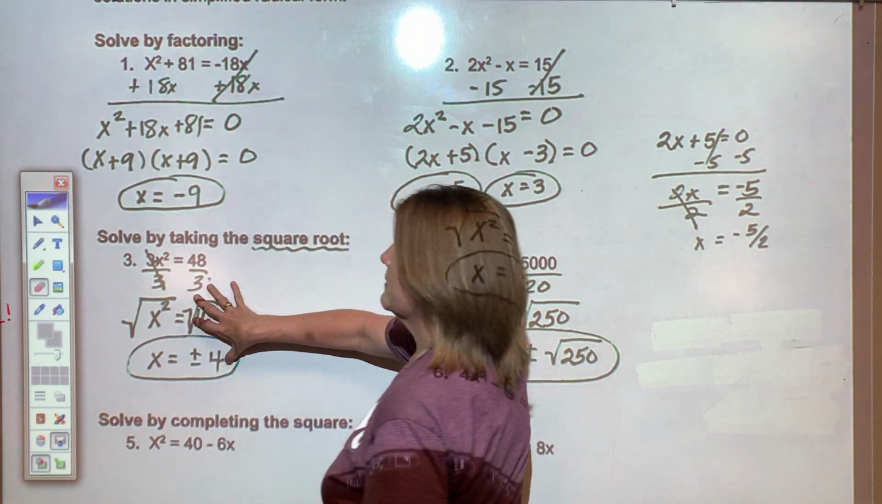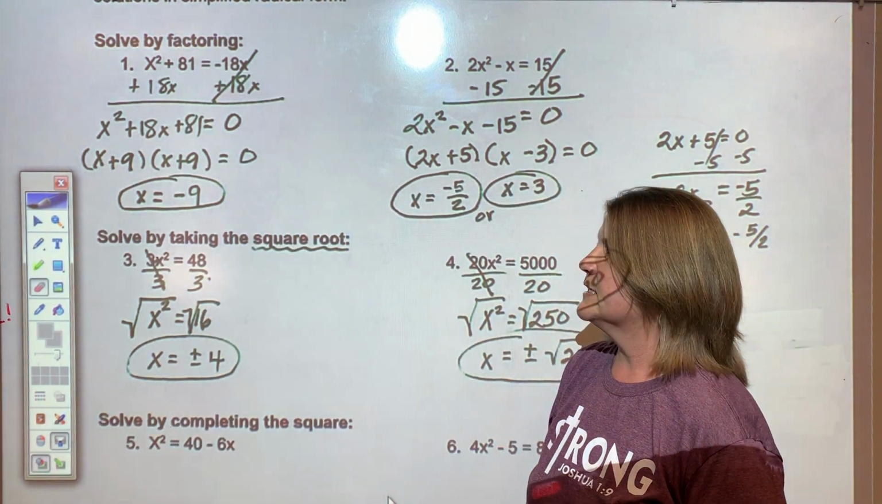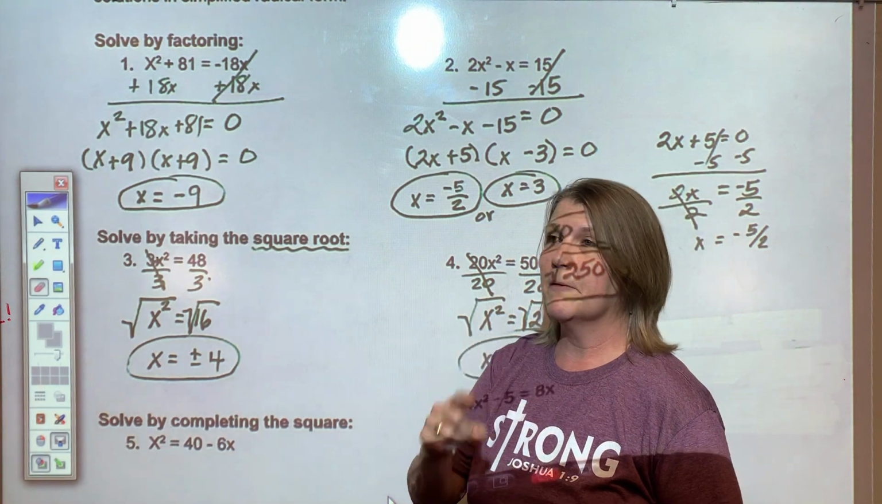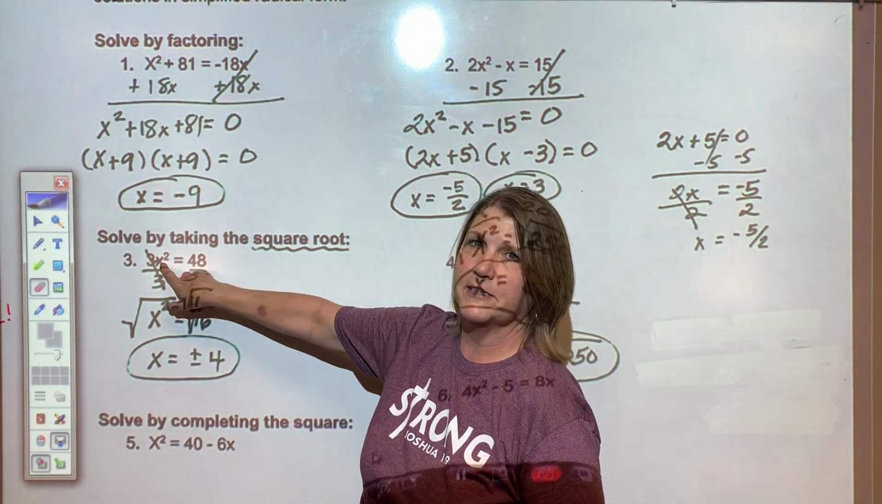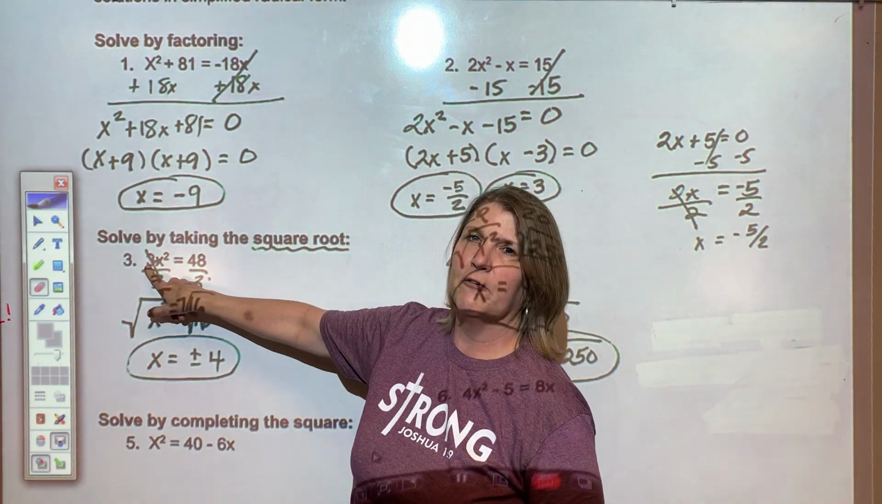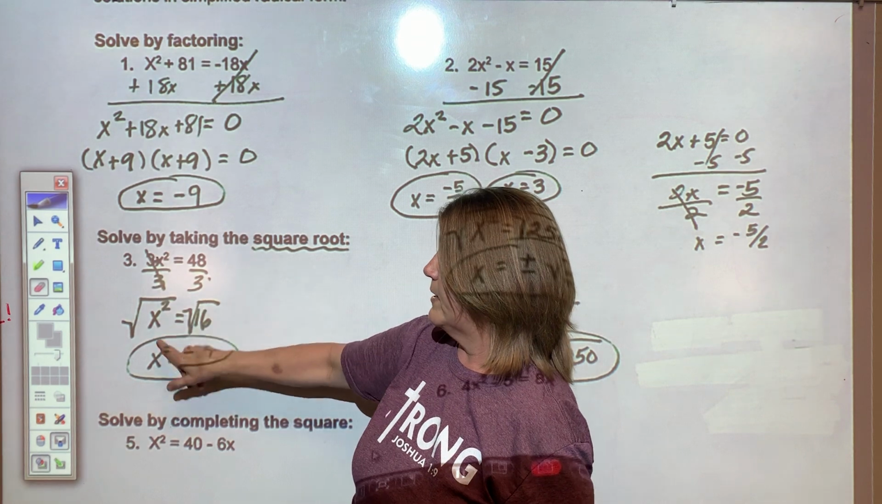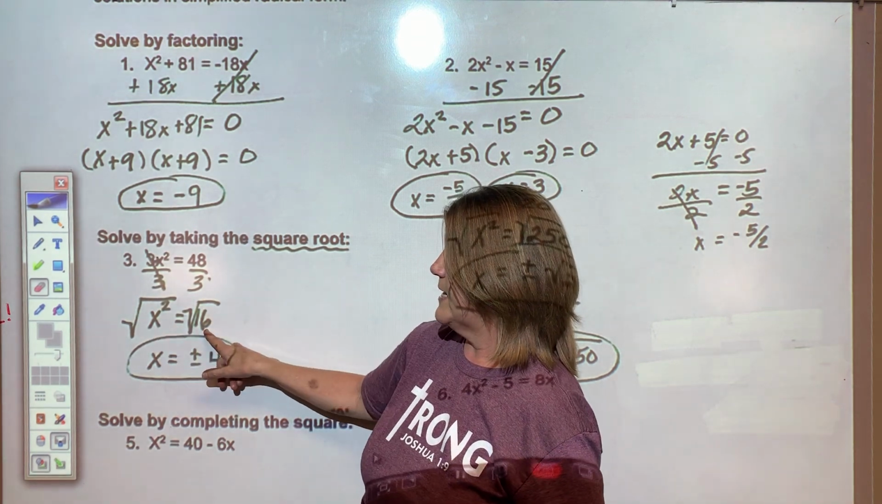Down here, when you get to number 3, we had a different route that you were asked to take, which was to take the square root. Your first step there was to get x squared by itself so that you can then take the square root of it. So, of course, we need to get rid of this 3. It's being multiplied to the x squared, so we'll divide by 3. That gets us x squared equals 16.